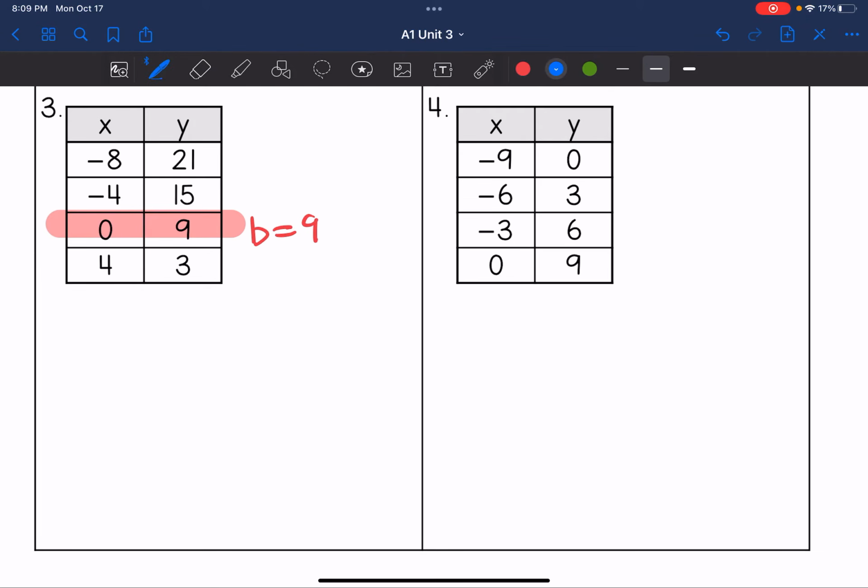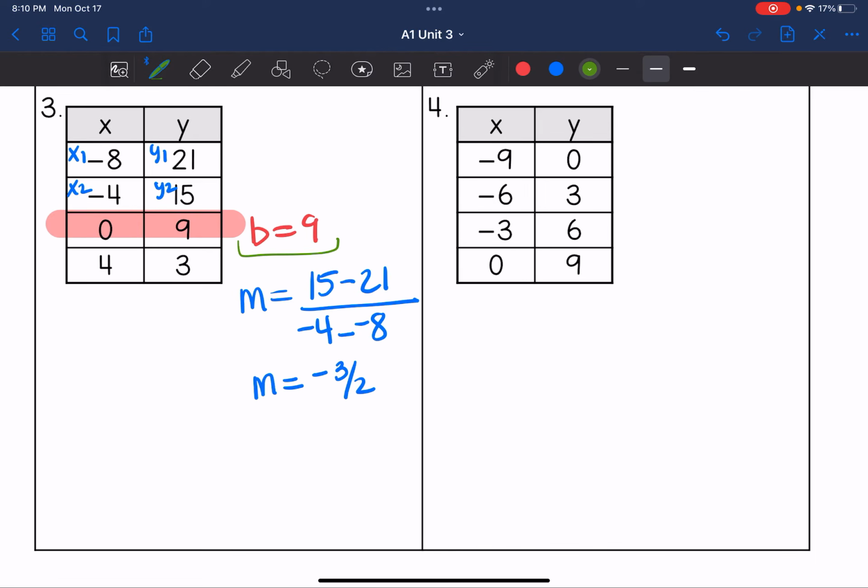Okay, and then this time to find slope, I'm going to use the first 2 points. So x1, y1, x2, y2. And then let's just put that into the formula. We want the difference of the y's first. So 15 minus 21, over the difference of the x's. So -4 minus -8. Put that into the calculator. This is also going to be a fraction. I'm getting -3 over 2.